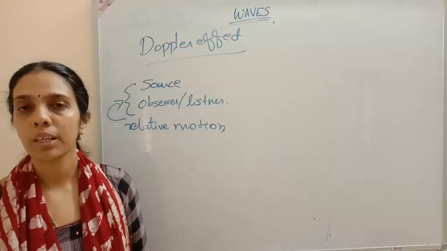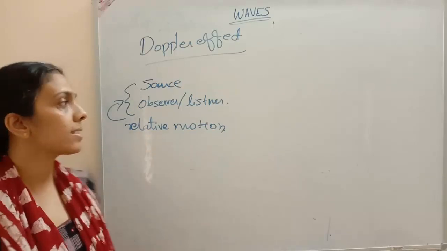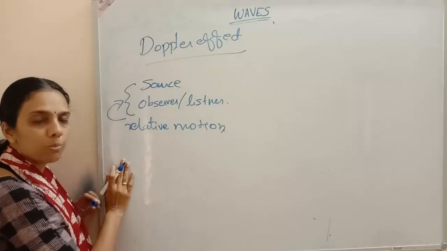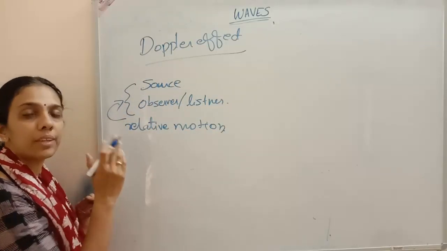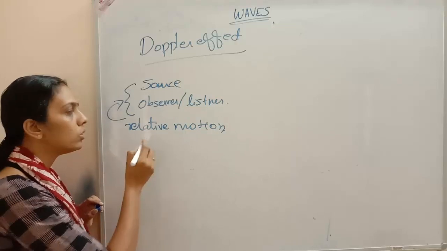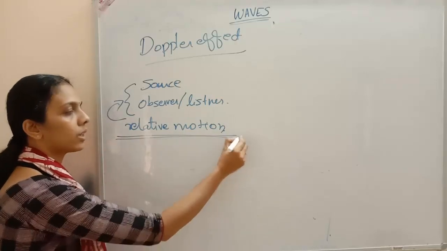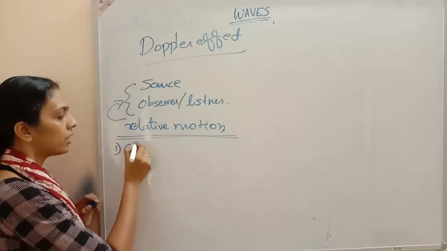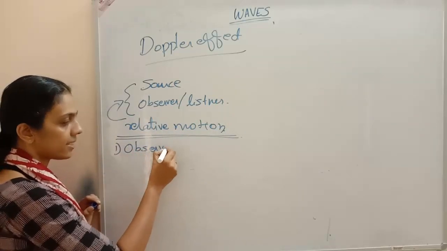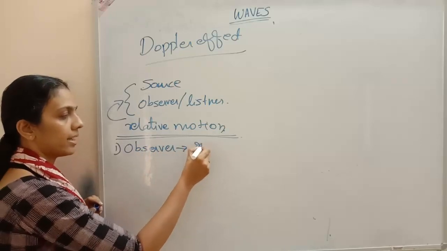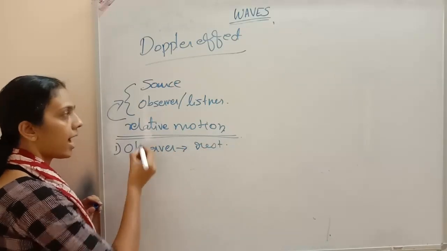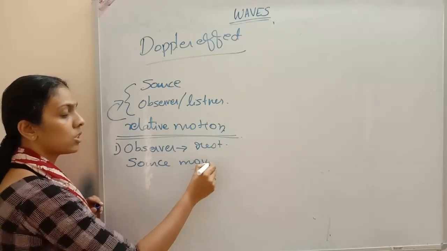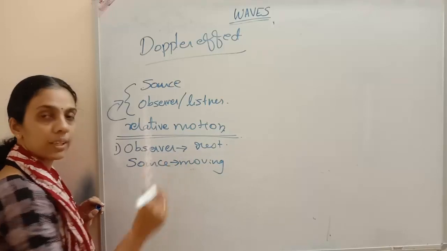Okay, so here we are going to study the first case. When there is a relative motion between the source and the listener, the frequency will be changing. How the frequency will be changing, we are going to study in different cases. In case 1, the observer is at rest, that is stationary, and the source is moving. Source is moving and observer is stationary.